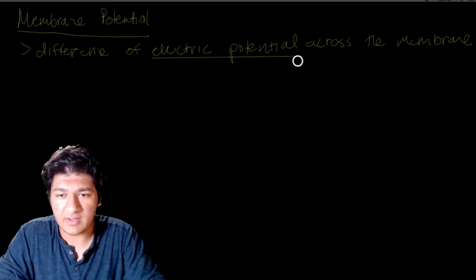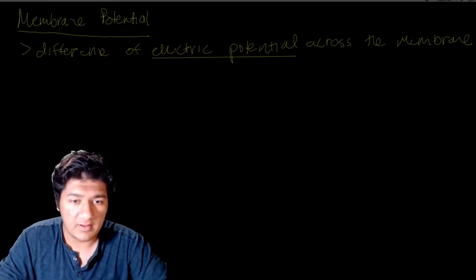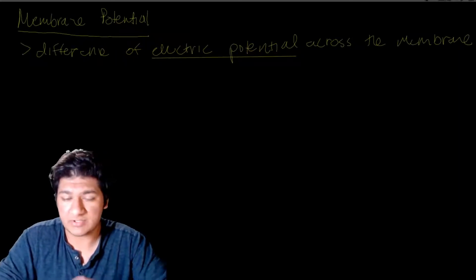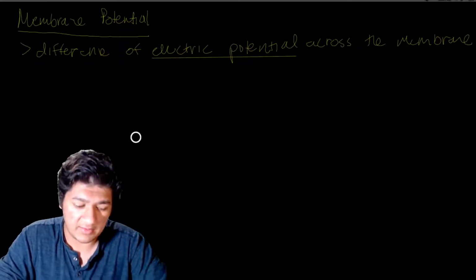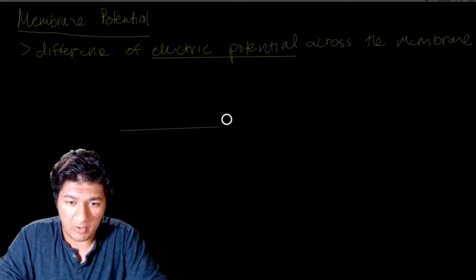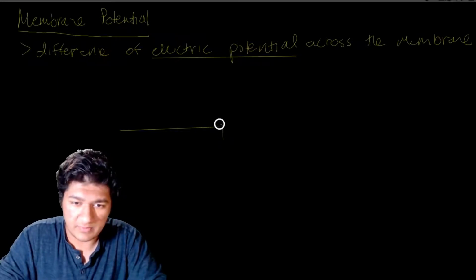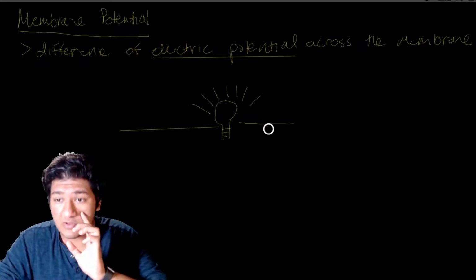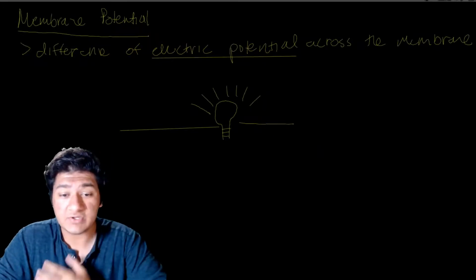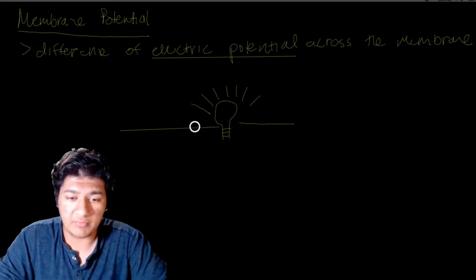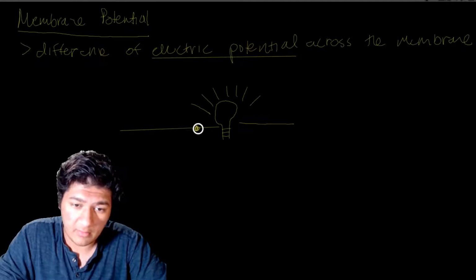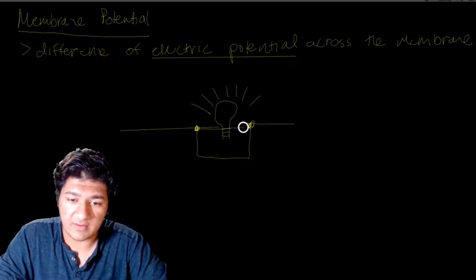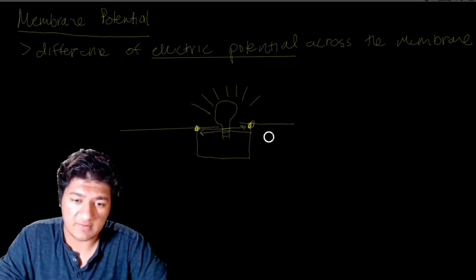If you've taken a physics class before, it's quite similar to what electric potential is there, right? So say this was part of my circuit, and I had a bulb over here, something like this, and it's shining. If you want to measure the voltage or the difference in potential across this bulb, you would put a voltmeter over here and over here to measure the difference in potential across these areas.